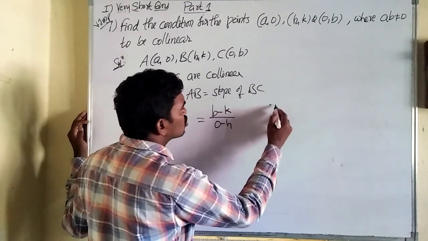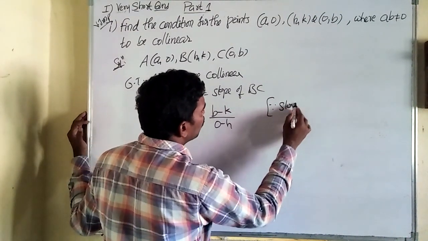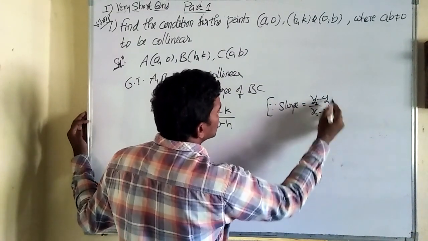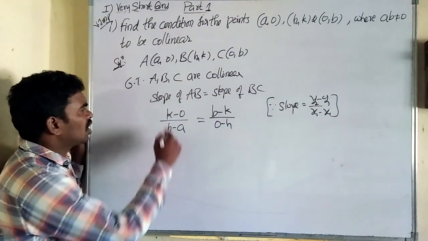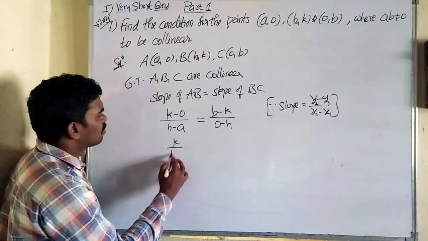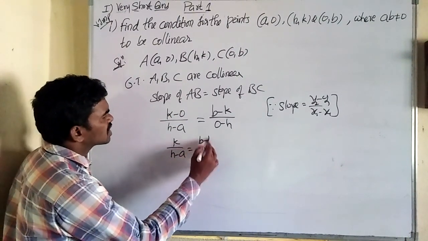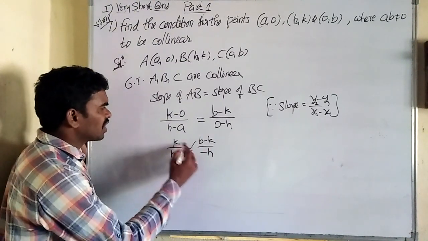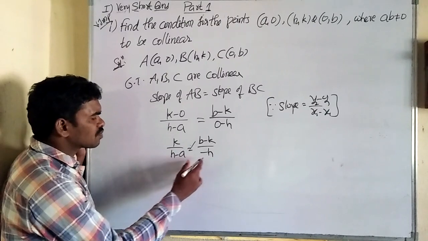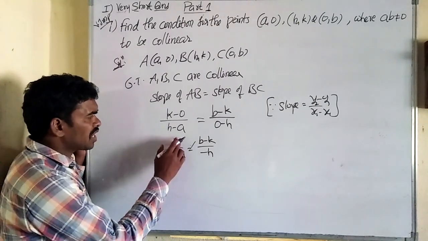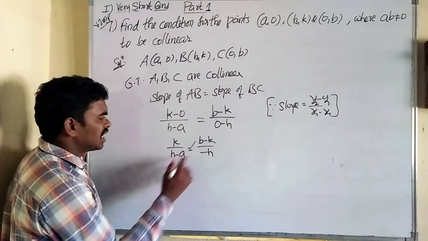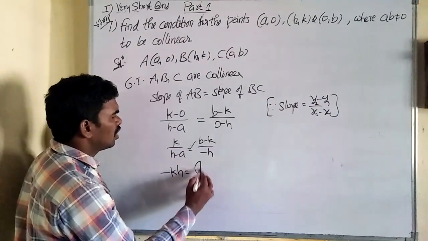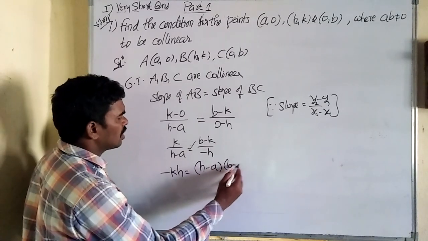Okay, now here we used the slope formula. What is the slope formula? y2 minus y1 by x2 minus x1. So now k minus 0 means k, by h minus a, is equal to b minus k by minus h. Okay, next do cross multiplication. So k into minus h, minus kh, is equal to (h minus a) into (b minus k).